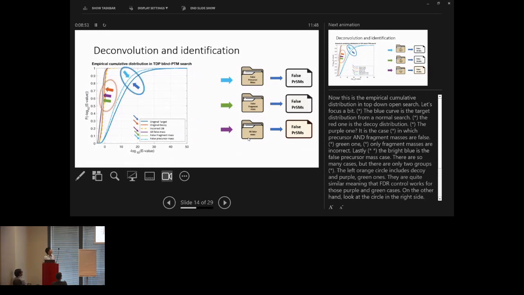We have a bunch of arrows, but we have two different groups. The first group, on the left side, is actually good, because they are false and they are supposed to follow this red decoy distribution, and they are actually following it. So it is good. But on the right side, the bright blue case is not following this decoy. It is really close to the target. That means they are not filtered by target-decoy FDR control. So this is the headline.